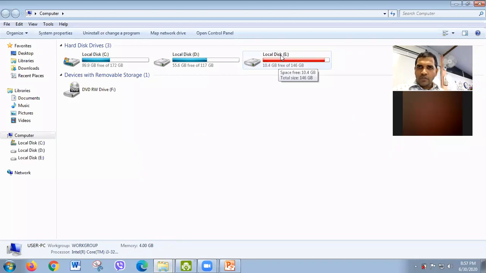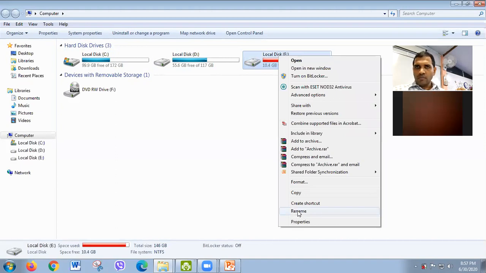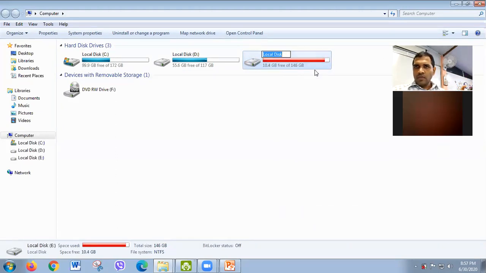Do I have 3 hard disks in my computer? No, right? I have only one hard disk in my computer, but that single hard disk is divided into 3 multiple parts. Look at them. They have been given names: local disk C, local disk D, local disk E. Even you can rename, right? But I keep the default name. But if you want to rename it, right click and see there is an option rename. So I don't want to rename, but even if you want, you can put a name.